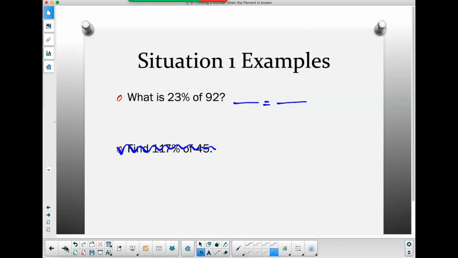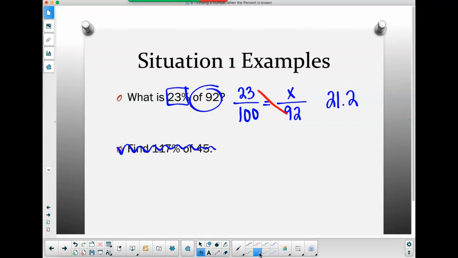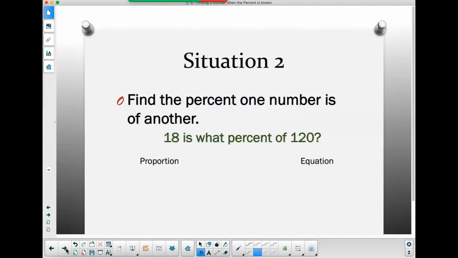Okay, if you did this correctly, you should have gotten 21.2. 23 over 100, because 23 is the percent of 92. The 92 goes on the bottom, and we solve it. Multiply 23 times 92, divide by 100, or 21.16. All right, the next situation.